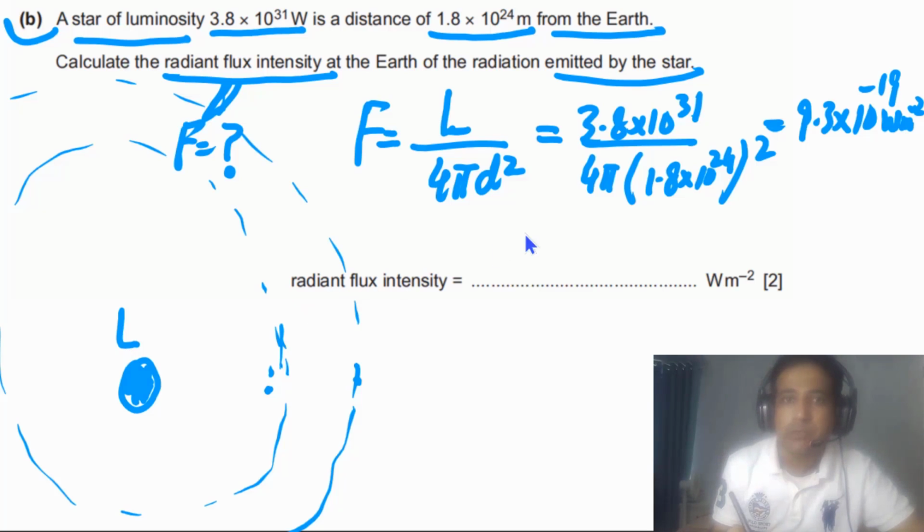So this is how you need to answer this question, and this question has 2 marks. First mark, you will get if you have written this equation, and the second mark is the answer mark. If you got the right answer, you will get 2 marks.